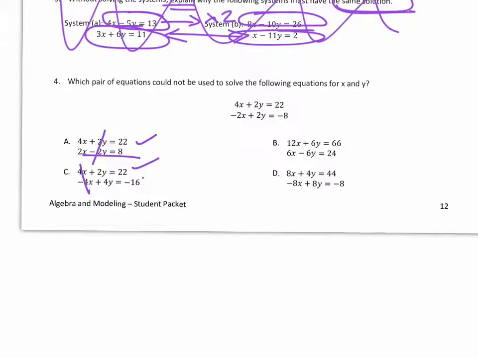B, multiply by 3 on the top row, bottom row by -3, and then my y's would cancel. Now let's look at D. Multiply the top by 2, bottom by 4. Oh, look at that. They forgot to do that, so D is the correct answer.